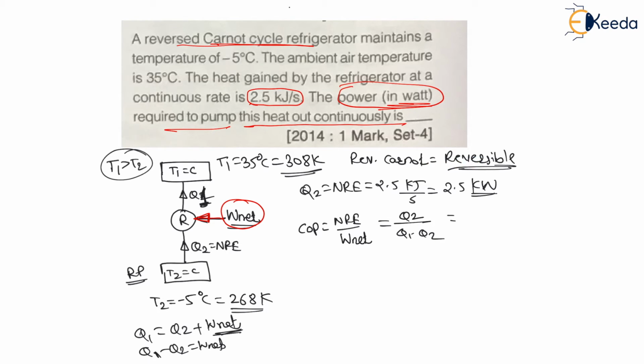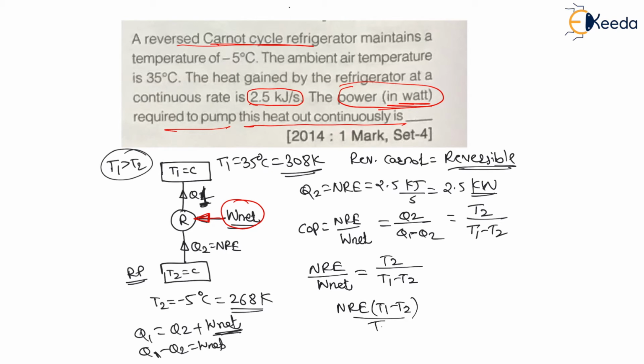Again, for a reversible cycle, this heat ratio can be replaced with the temperature ratio. Therefore Q2 is at T2, and Q1 is at T1 temperature. So T2 divided by T1 minus T2. The heat ratio can be replaced with the temperature ratio for a reversible cycle. Therefore the net refrigerating effect divided by W net is equal to T2 divided by T1 minus T2. Let us solve for W net, since they are asking for W net. Therefore, net refrigerating effect into T1 minus T2 divided by T2 is equal to W net. And this W net is the quantity to find. So let us solve this question.